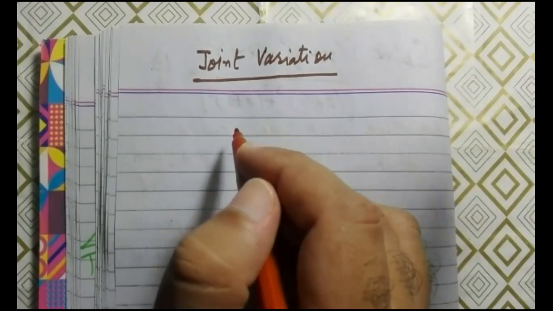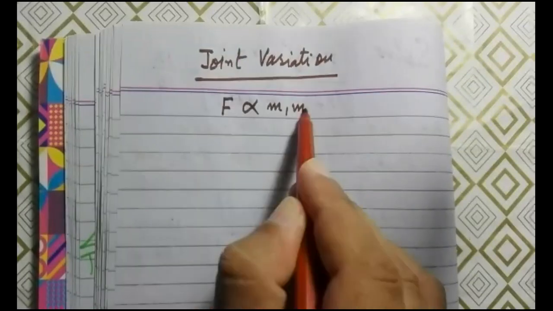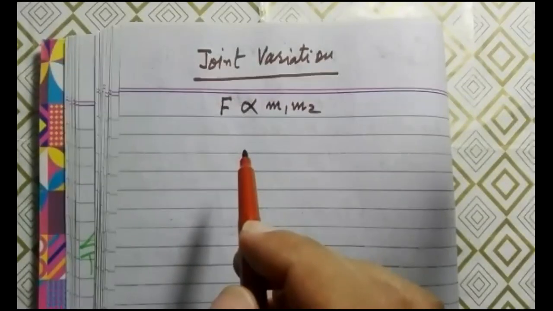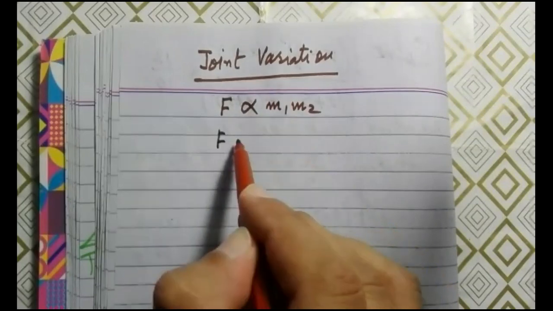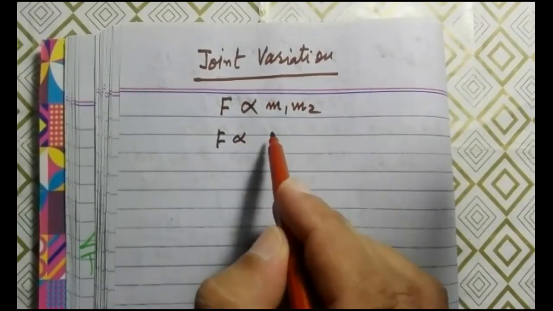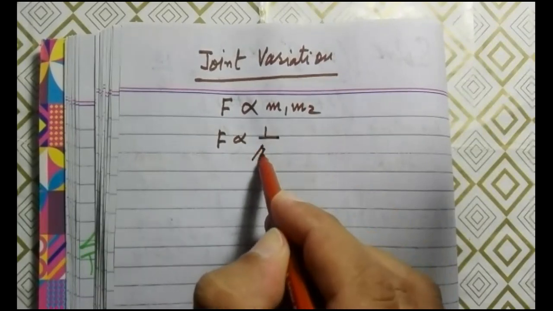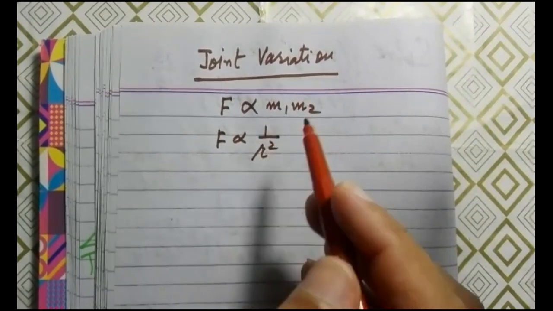If you remember a very famous law called Newton's law of gravitation, that is the best example to explain the joint variation, in which you have learned that the force of gravitation is directly proportional to the product of masses. You must have learned this in grade 9. And this force of gravitation or force of attraction is inversely proportional to the square of the distance between them. So this was a law.